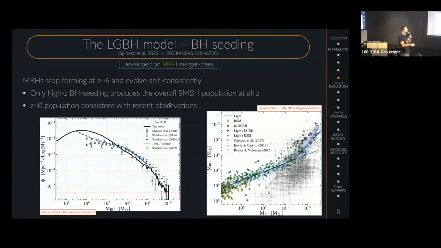As you can see here, I'm showing the black hole mass function. We get a redshift 0 and black hole to stellar mass relation, also at redshift 0. I'm not going to comment on this. If you want to speak about it, I'll be very happy, but now I really don't have time.